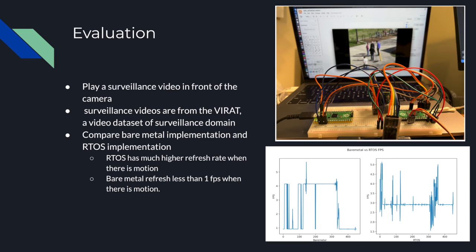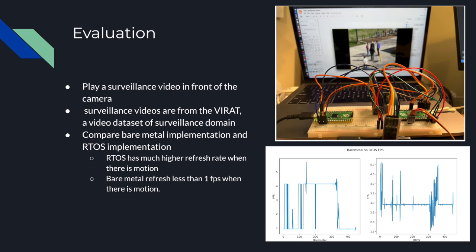I evaluated the system in multiple ways with different baselines, including video refresh rate and person detection accuracy. The way I test the camera system is to play a surveillance video in front of the camera and use the central server to record the test data. The surveillance videos are from the VIRAT dataset, which is a video dataset of the surveillance domain. First, I evaluate the video refresh rate on the central server. The baseline implementation is a smart camera system with a bare metal implementation, compared with the RTOS implementation.